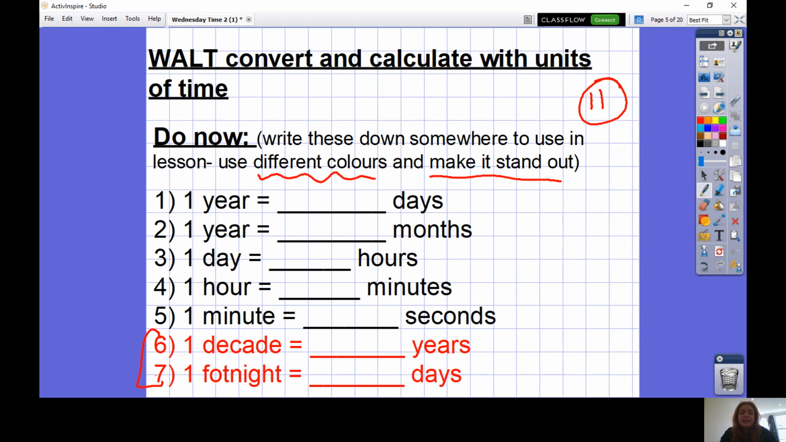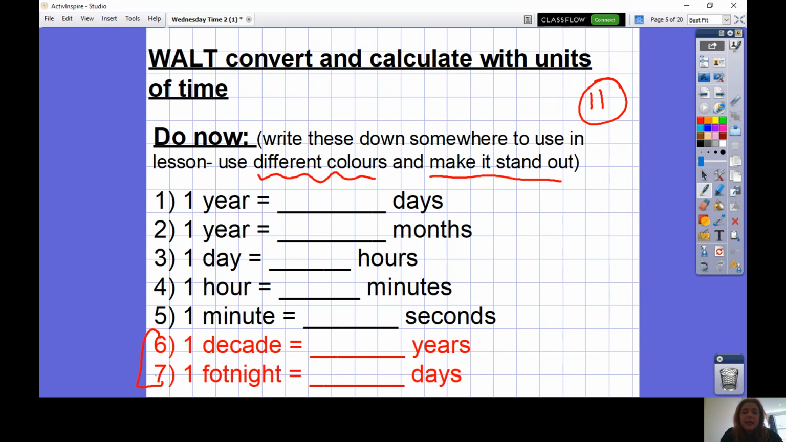Right, remembering these should be written down now on your piece of paper so you can use them throughout the lesson to refer to. Please make sure you have completed all of these questions. If you haven't, you need to complete them as we're going through. Remember, you can do it in a different colour or draw a box around it in highlighter or something like that. Just make it stand out so you can use it later.